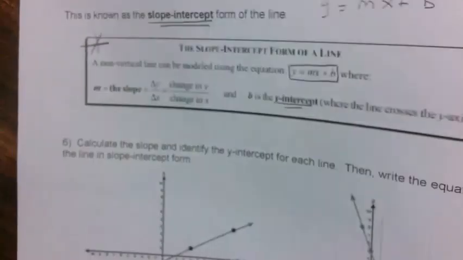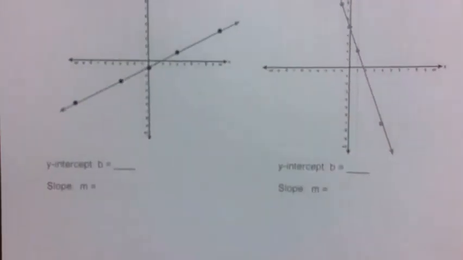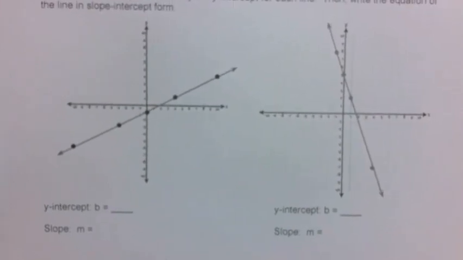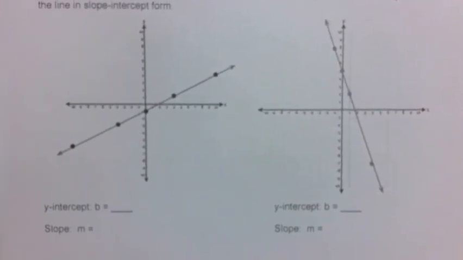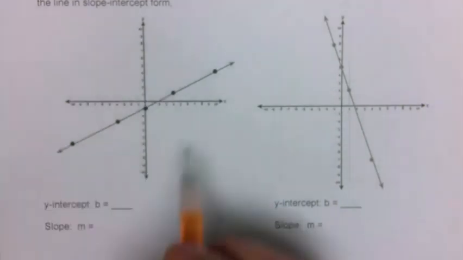So let's practice that underneath. We've got a couple of pictures. It says to calculate the slope and identify the y-intercept for each line, and then write the equation of the line in slope-intercept form. So let's start with this picture here on the left.